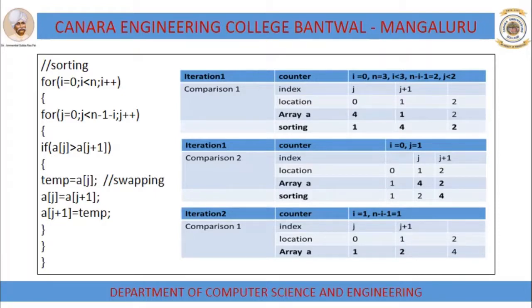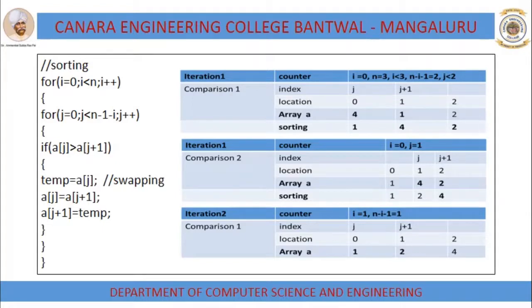So 2 is less than 3, so again the condition is true, and control will come back inside here. Now j equal to 0 and n minus 1 minus i. n is 3, 3 minus 1 is 2, minus i, which is 2 now, gives 2 minus 2 is 0. So 0 is less than 0? The condition is false, so control will directly come outside here.